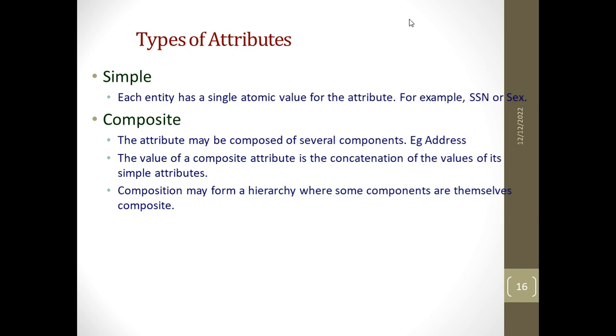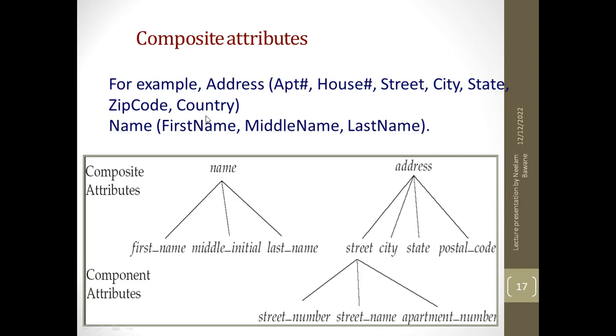The attributes might be either simple or composite. Simple has only one value under it, composite has several values under it. It is made up of several components. For example, address has a street, the city, the state, the pin code. So it is made up of several components put together. Name might be the first name, middle name, last name. Street might have street number, street name, apartment number. Such kinds of attributes are called composite attributes.